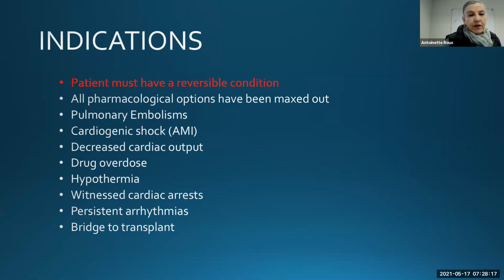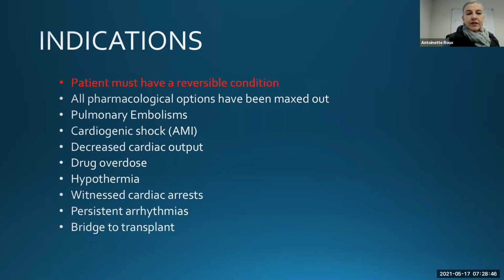Then witnessed cardiac arrest. Like I said before, we need to have a witnessed cardiac arrest and we need to have a return of circulation within the first 30 minutes. They actually advise, if you want to go onto ECMO, that you do it within the 30 minutes of starting to have witnessed this arrest. Then persistent arrhythmias, we can put the patient on ECMO and then sort out the heart rate.